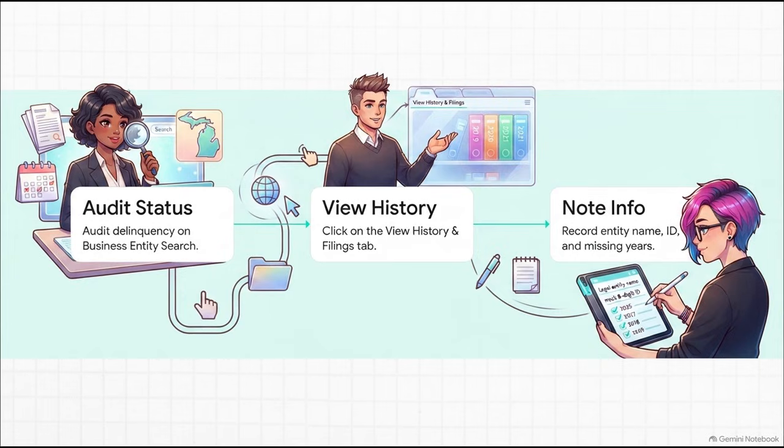So, step 1, you'll want to audit your delinquency by hopping onto Michigan's business entity search online. Step 2, click right on the View History and Filings tab for your business. And step 3, and honestly this is the absolutely crucial prep step, write down your exact legal entity name, your 8-digit Michigan entity ID, and the exact years of the annual statements you missed. You're going to need all of this to file successfully.